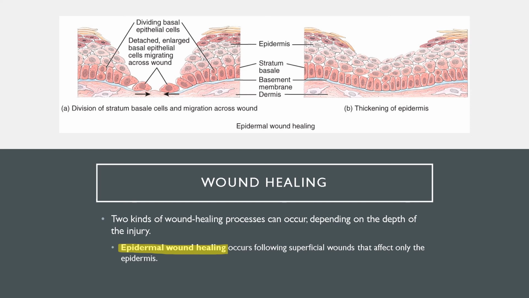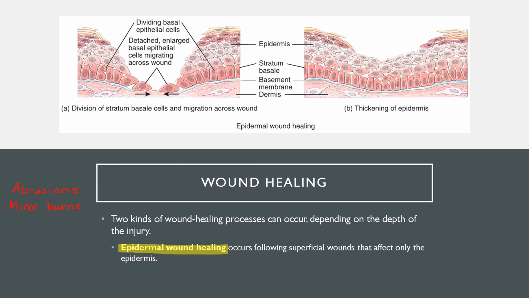Now the edges of the epidermal wounds usually involve only slight damage to the superficial epidermal cells. Common types of epidermal wounds would include things like abrasions, this would be where a portion of the skin has been scraped away. Another type of epidermal wound would be a minor burn. So just examples of where we're going to see this type of wound healing.